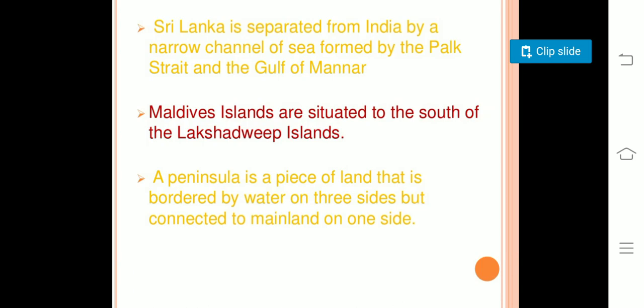Sri Lanka is separated from India by a narrow channel of sea formed by the Pak Strait and the Gulf of Mannar. Maldives Islands are situated to the south of the Lakshadweep Islands, and India is a peninsula. The southern extension of India is called a peninsula because it is a piece of land that is bordered by water from 3 sides and connected to the mainland by 1 side.